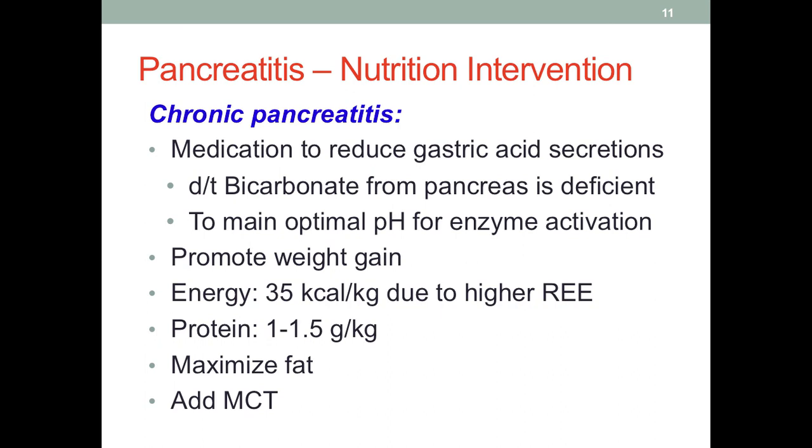Again, they have the decreased ability to digest fat, but we want to make sure to provide the maximum amount tolerated by the patient. We could also add medium chain triglycerides into the diet. And this is because fatty acids digested from the MCT can enter the bloodstream more rapidly than triglycerides from the long chain fatty acids. So remember, the MCTs are absorbed directly into the portal circulation and transported to the liver to be processed.